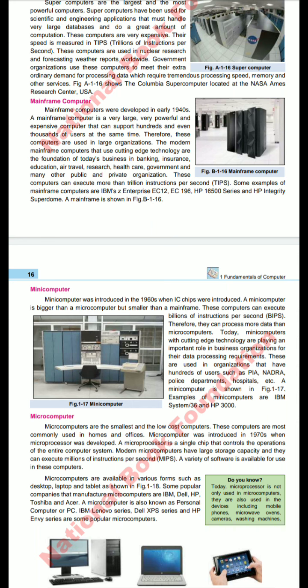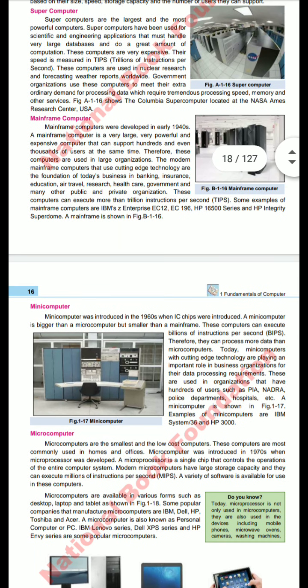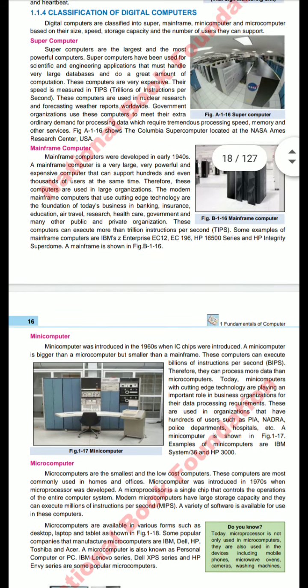Government organizations also use these computers to meet the extraordinary demand for processing data, which requires tremendous processing speed, memory, and other services. They are special purpose computers. They are also called special purpose computers. The Columbia supercomputer is located at the NASA Research Center in USA.